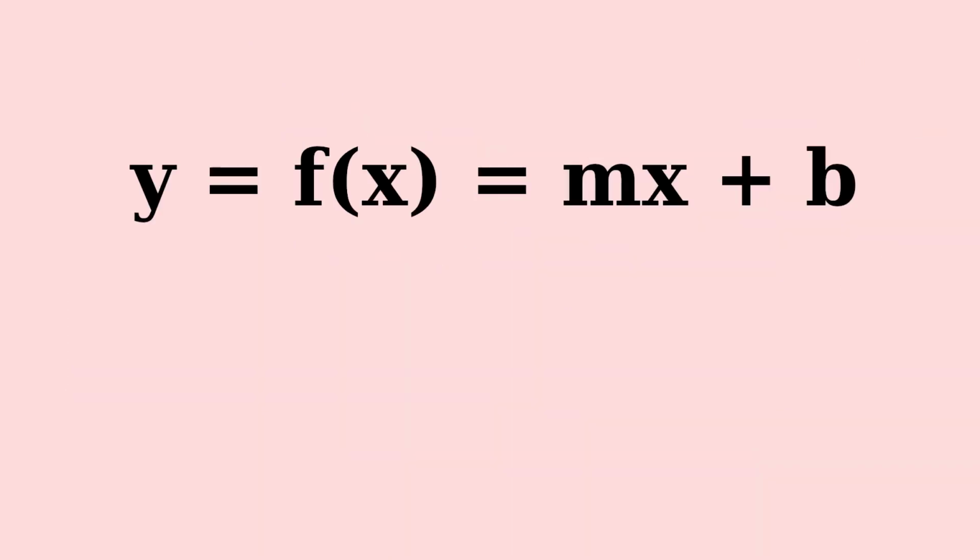The universal function for the line is y, or f of x, equals mx plus b, where y equals b when x equals 0. The line passes through the point 0, b.